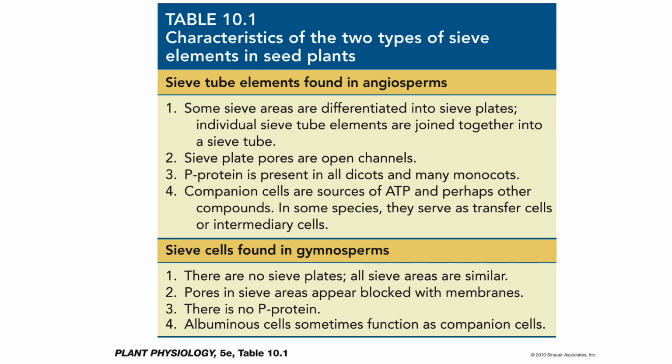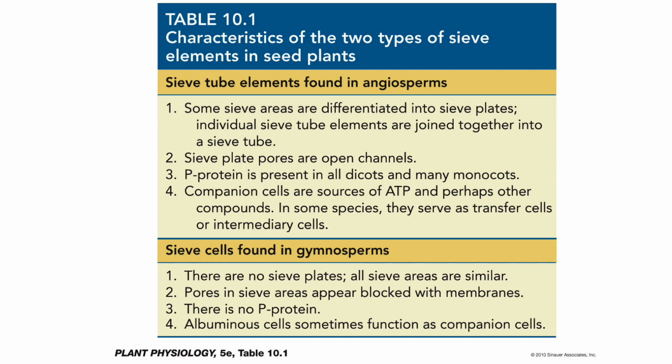There are also sieve cells found in gymnosperms. At this point, there's no evidence that there are any sieve plates, but their sieve areas are very similar to those in angiosperms. The pores in these sieve areas appear blocked with membranes, and therefore it is unclear how mass flow could occur between these cells. There's no evidence of P protein in gymnosperms, and there are some cell types called albuminous cells that sometimes function as companion cells.